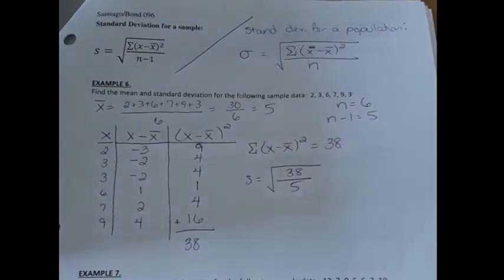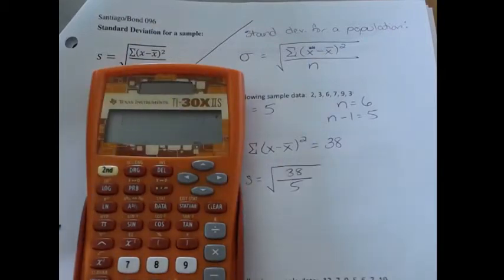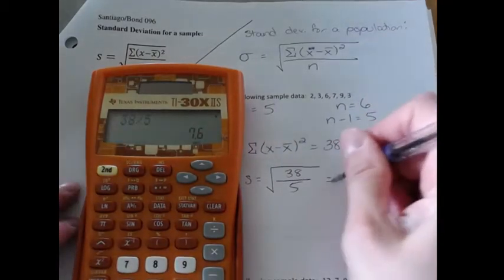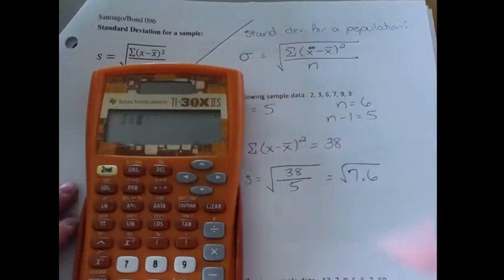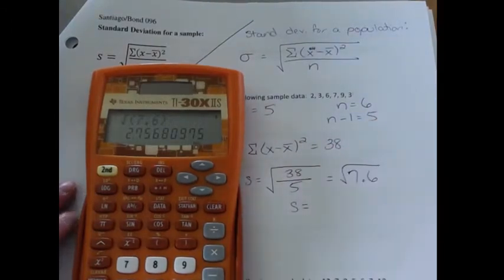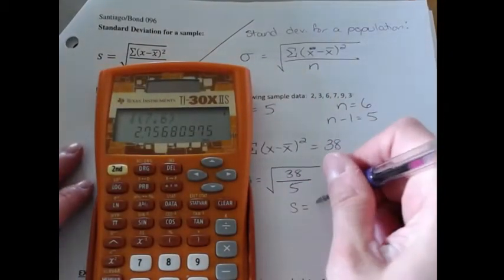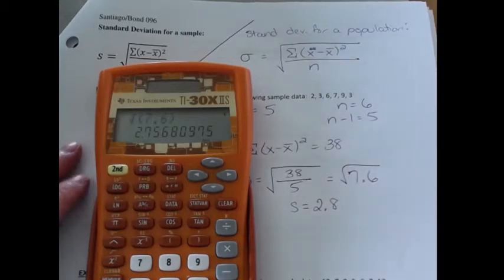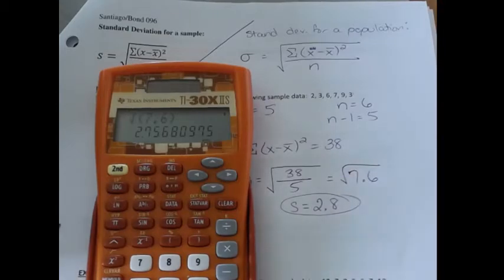So what I would urge you to do is, when you take your calculators, you could do this in two ways. You can simply take 38 divided by 5. So you have 7.6. And then you could say, well, let's take the square root of 7.6. So second, x squared, 7.6, enter. So we have just found that the standard deviation, and let's say we round to the nearest tenth, is 2.8. And there you have your solution.